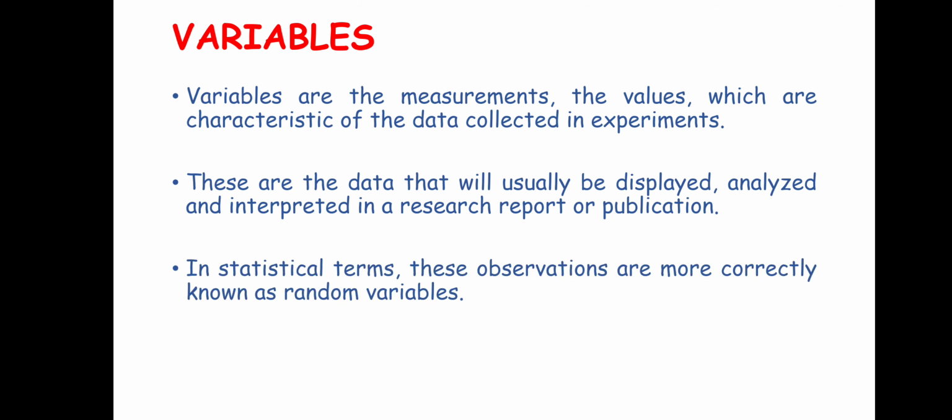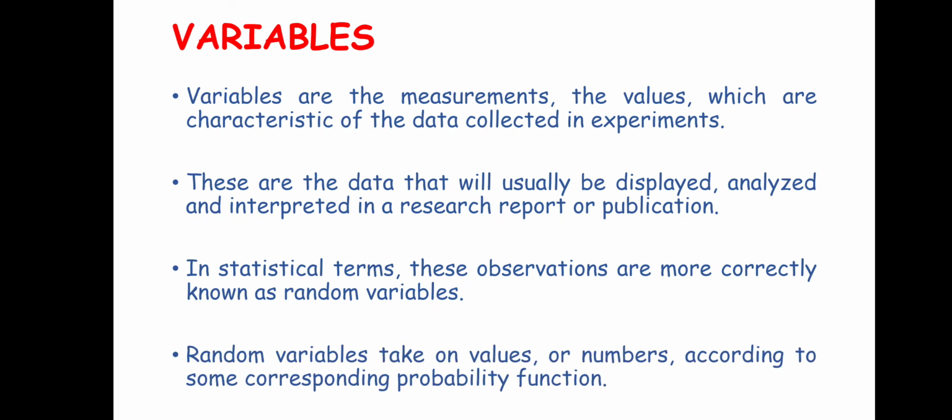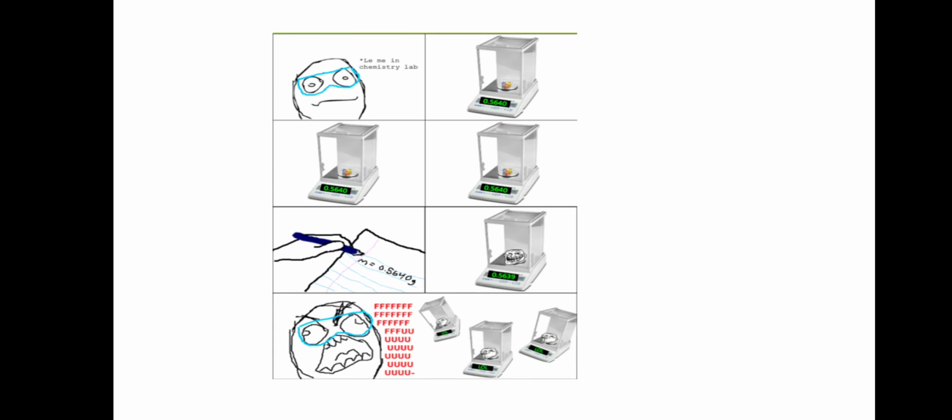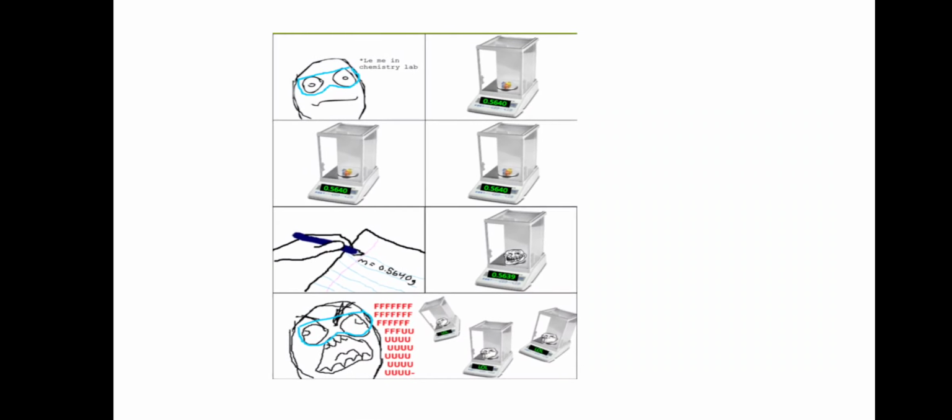In statistical terms, these observations are more correctly known as a random variable. Random variables take on values or numbers according to some corresponding probability function. But because these measurements may take on different values, repeat measurements observed under apparently identical conditions do not in general give identical results. That is, they are usually not exactly reproducible. As you can see in the example on your screen, whenever you are weighing anything on a weighing machine in your chemistry lab, a reading will be there and within a minute the reading will change. So this is a kind of variable.